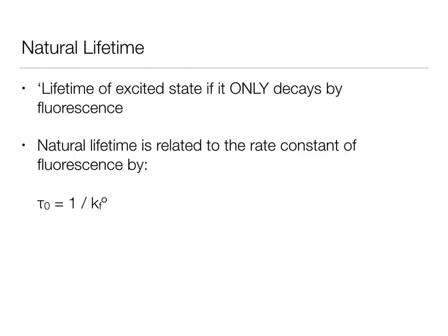So just to recap that, the lifetime is referred to as the natural lifetime if I'm only looking at a process of fluorescence, and my link between this natural lifetime and my rate constant is just a reciprocal relationship. 1 over kf is equal to the natural lifetime tau 0.